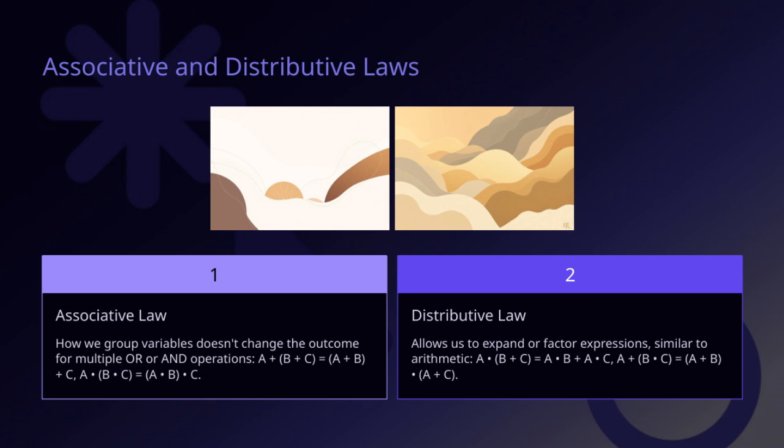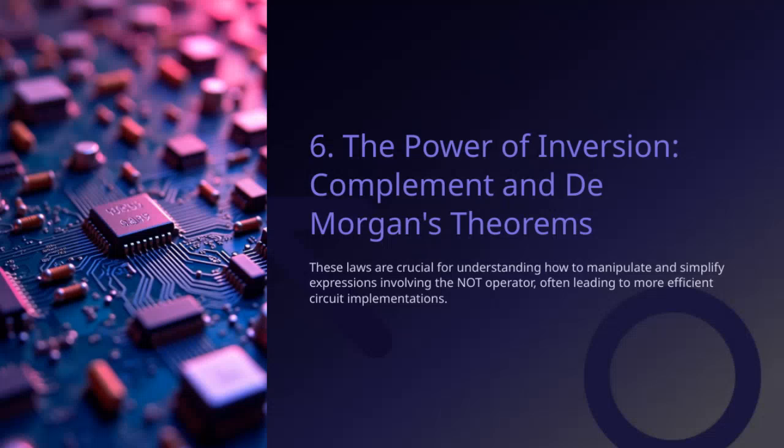Understanding these laws is key because they help us to reorganize and simplify logical expressions without changing their meaning. This consistency is essential as we build more complex logical statements and work towards designing accurate digital circuits. These laws are crucial for understanding how to manipulate and simplify expressions involving the NOT operator. When we apply these rules, we often find ways to reduce the complexity of our circuits, which leads to more efficient designs. Now, let's focus on the power of inversion.